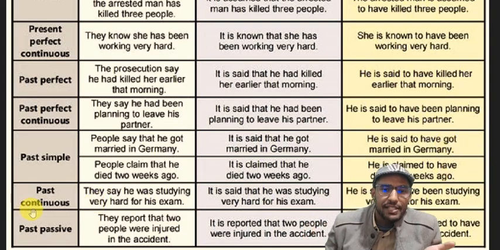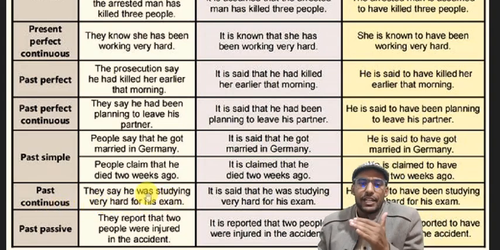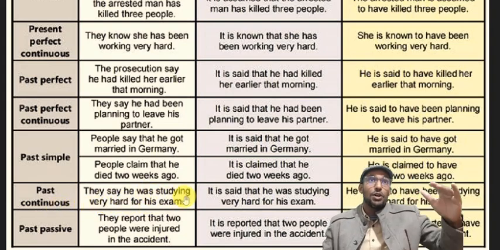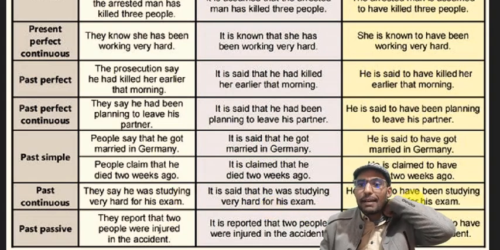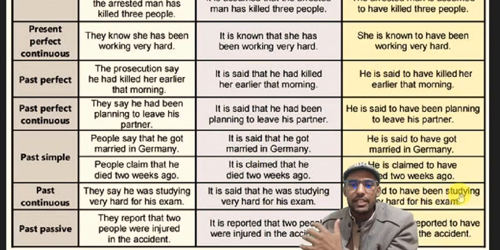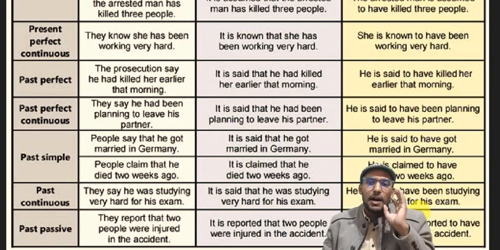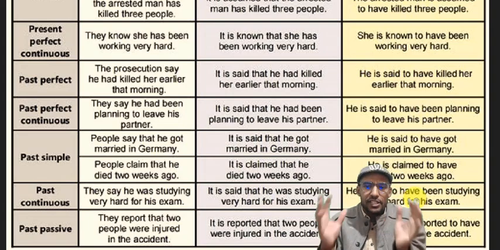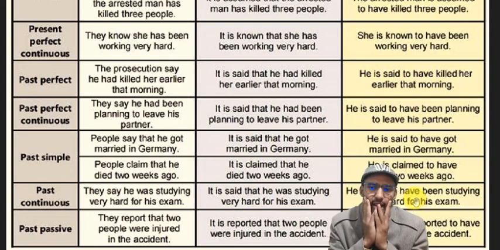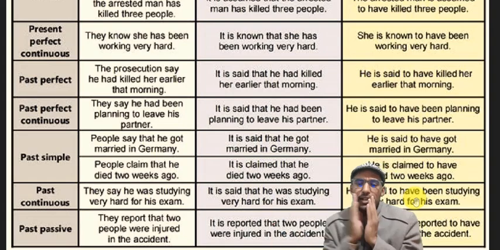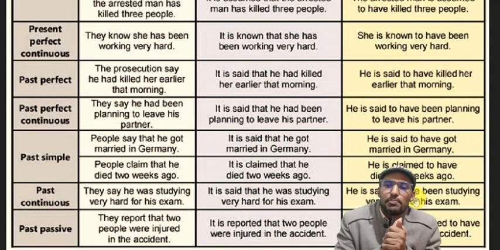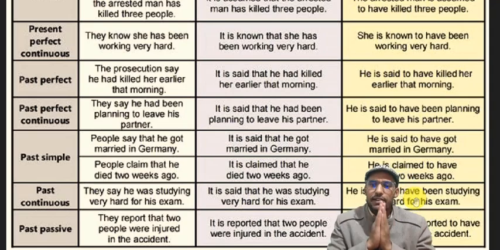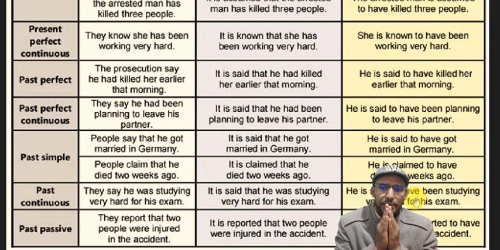Past continuous, guys. They say he was studying. Was studying, this is past continuous: was or were plus the verb in the continuous form. It becomes what? To have been studying, right? It becomes present perfect, just like present perfect continuous: to have plus been plus the verb in the continuous aspect. To indicate the past, we have to use the perfect, together with the main verb in the continuous form.